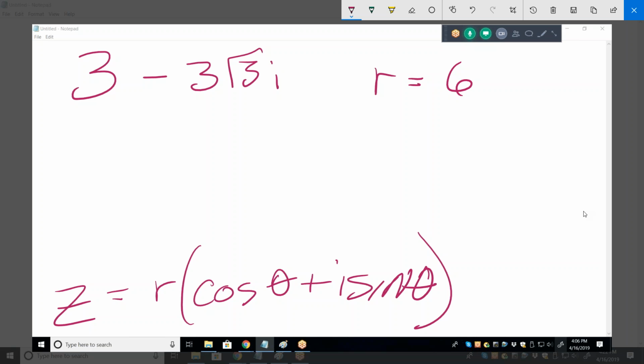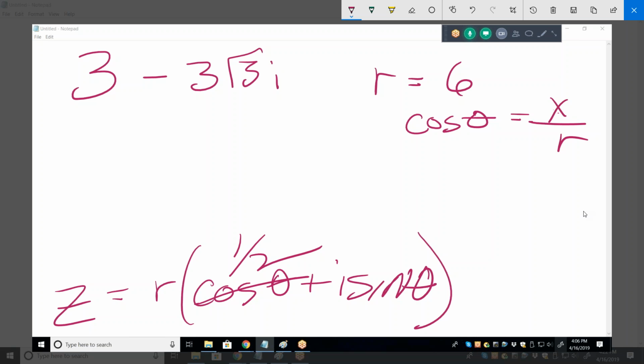Now we need to figure out theta. What are the formulas that are going to allow us to figure out theta? Cosine of theta is equal to x over r, and sine of theta is equal to y over r. Is that what you mean? Yep. So, what's cosine of theta equal to? Cosine of theta is equal to 1/2. Okay, so we can replace that with 1/2.